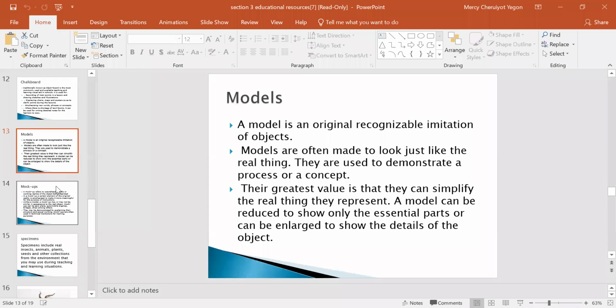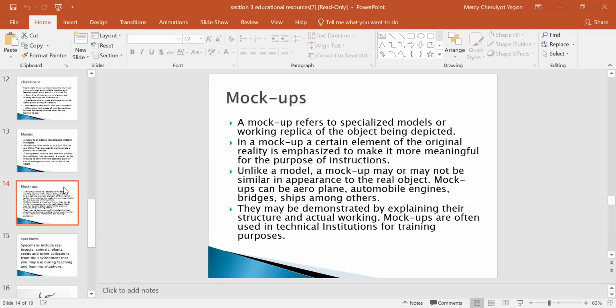Let's talk about mockups. As I said, it refers to specialized models or a working replica. I saw a boy on the internet recently who is able to make a crater and is able to scoop the soil using those pieces of wood. I say thumbs up to that particular boy. And that is a mock-up. Yes. So many times they are used in colleges and technical institutions for training purposes. Okay, maybe you can think about the skull in a medical school.